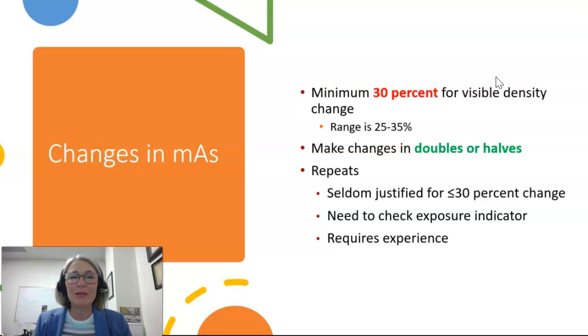So, repeats, seldom justified for greater or less than 30%. So, if you're going to do it, do it. Go half or double. You need to check your exposure indicator and have that be your guide on how much you're going to change it. Okay, so don't just jump in and say I'm half or doubling when your EI is just barely overexposed. You know, if you halved it, yeah, you'd fall in range. You'd be on the lower end of the range. So you got to be careful that you're not too low because you're going to have quantum mottle. So kind of look, 30 to 50%. So don't be shy. And this is where your skill comes in.